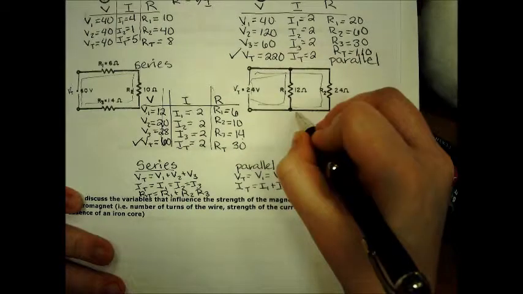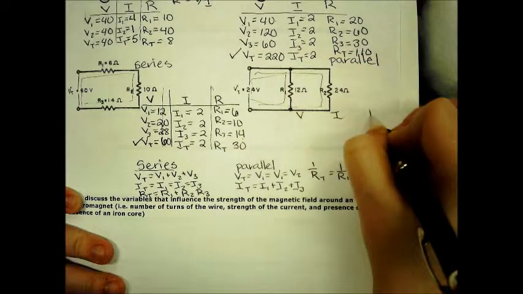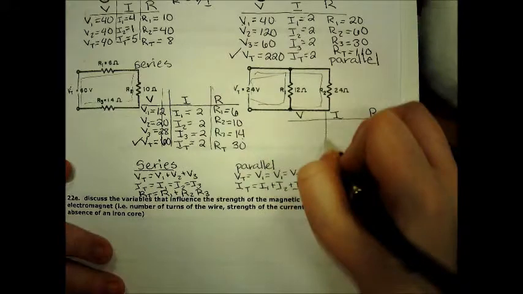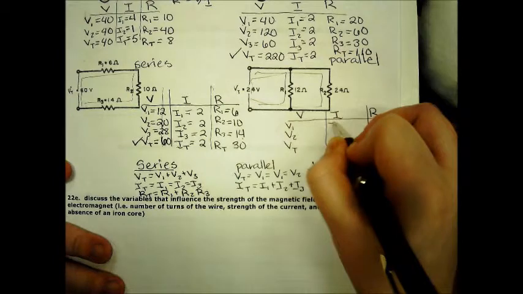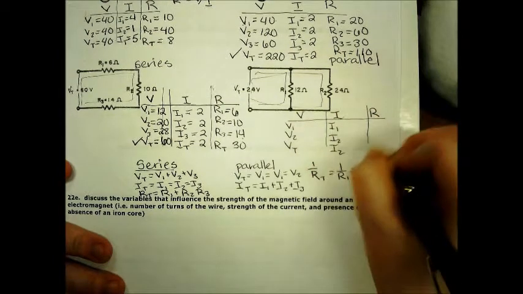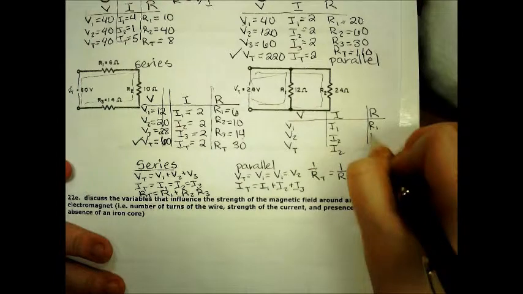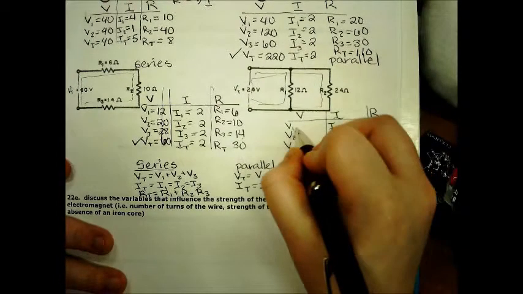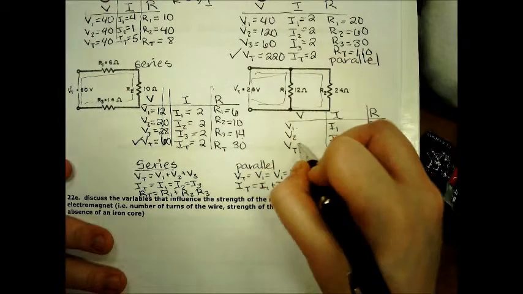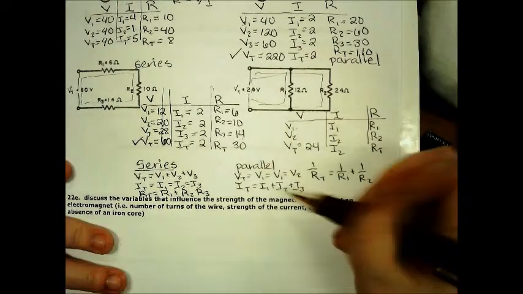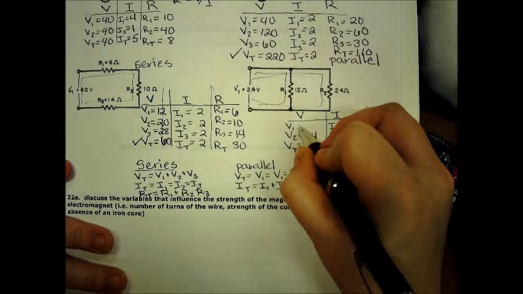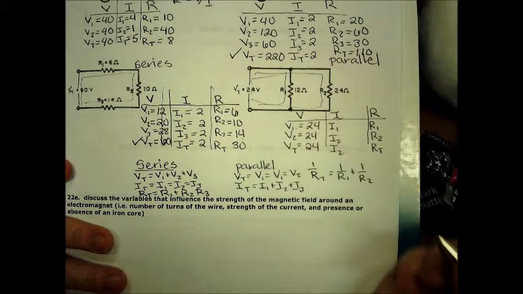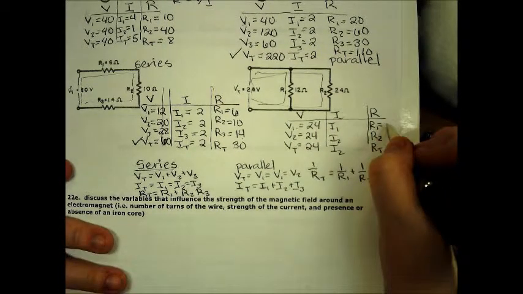Yay! All right. This last one is a second parallel one. V1, V2, V total, I1, I2, I total, R1, R2, R total. They've given us V total, which is 24. Since it's a parallel circuit, all the voltages are the same. So 24, 24, 24. Then they've given us these resistances, 12 and 24.